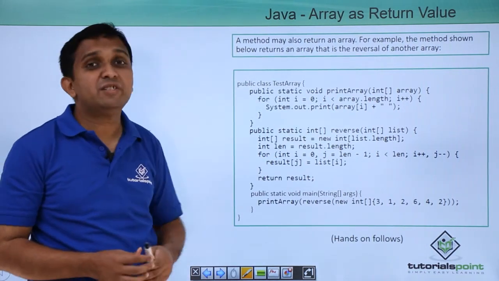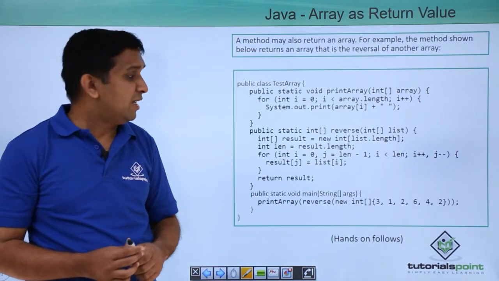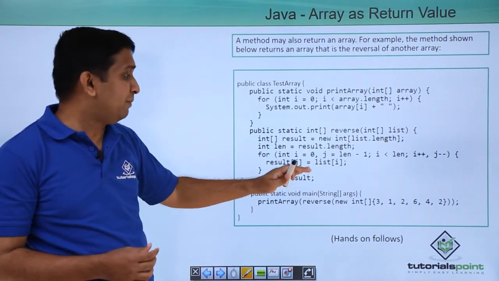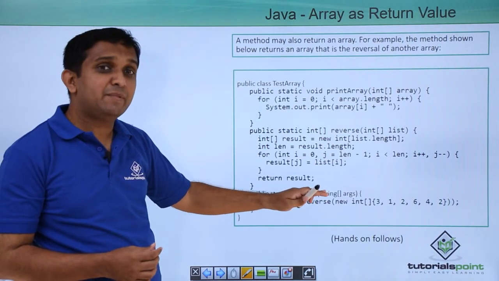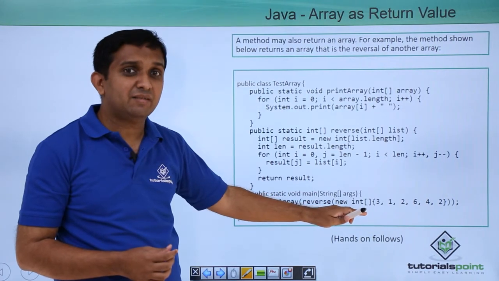Then the other method is the reverse method. The job of the reverse method is to reverse the elements of the array. Now in the main method, I am printing the elements of the array which is returned by the reverse method.